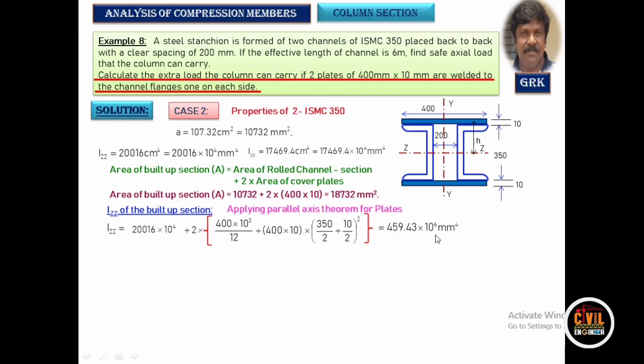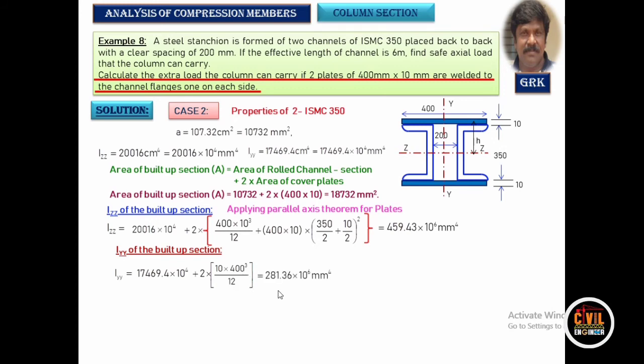It is 459.43 into 10 power 6 mm to the power of 4. Now get the moment of inertia about YY axis. We know the moment of inertia of this two built up section directly. No need to transfer it. Additional thing is 2 times you have to take the moment of inertia of this plates about YY axis, it is dB cube by 12. D is 10, B is 400, cube by 12.